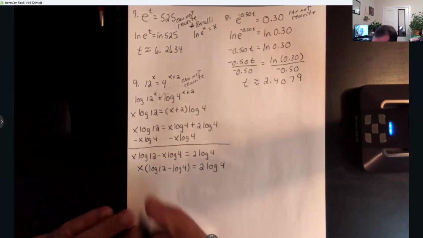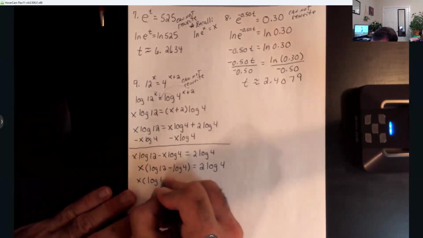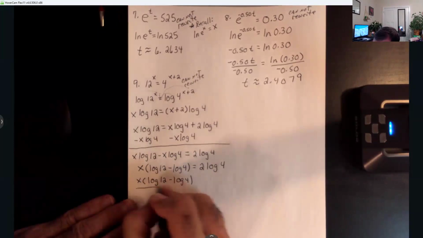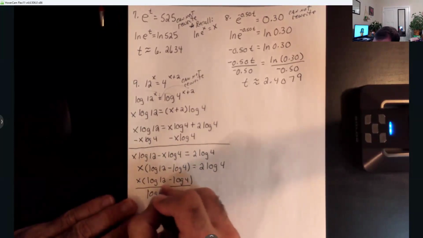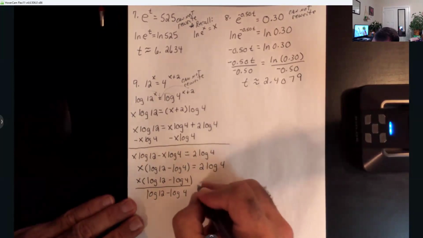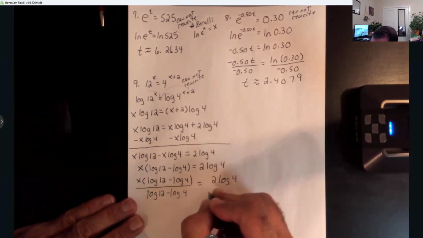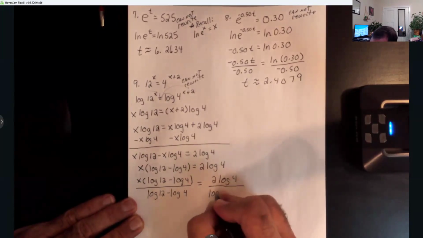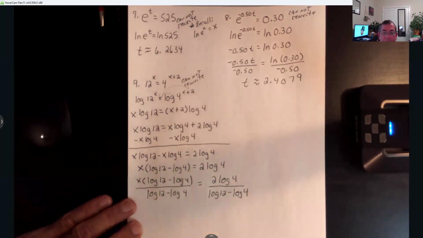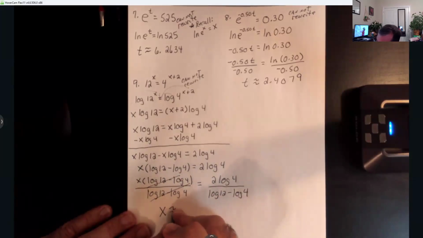So if I want to get the x by itself, I need to divide both sides by log 12 minus log 4. So log 12 minus log 4. All right, and I'll do that on the right side. 2 log 4 divided by log 12 minus log 4. Y'all, look, this stuff cancels. That brings down my x.